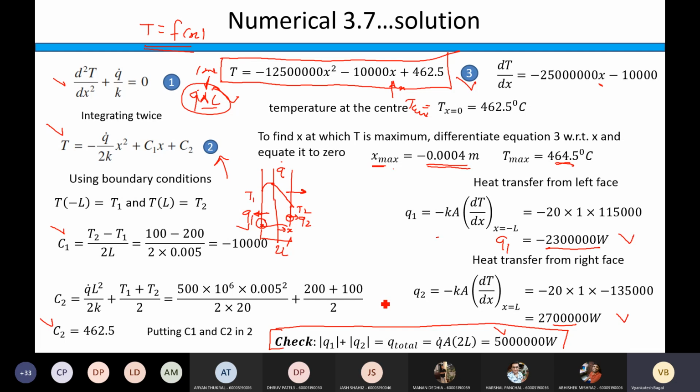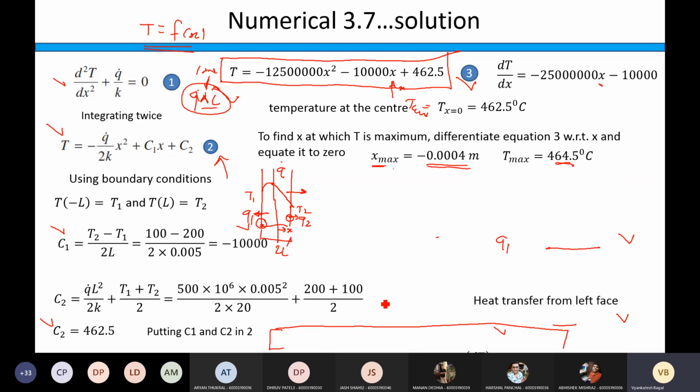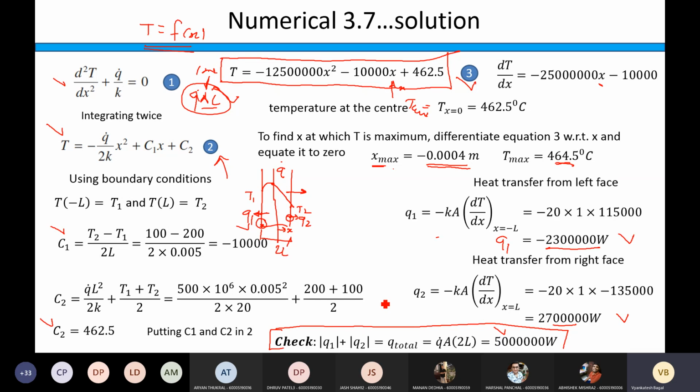So that's all about how to solve the problem with internal heat generation. I explained to you the entire procedure of how to do this. Now the same logic will be applied for the other two cases, like the same temperature on both sides and one face insulated. So even if I change the problem, you should be in a position to solve it.